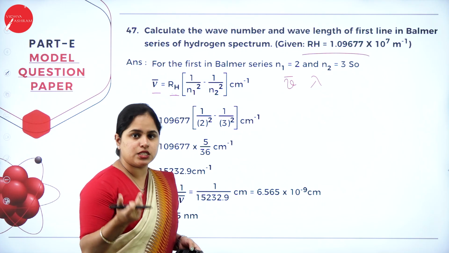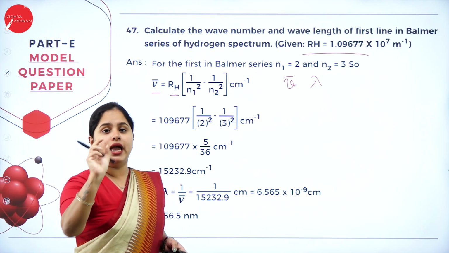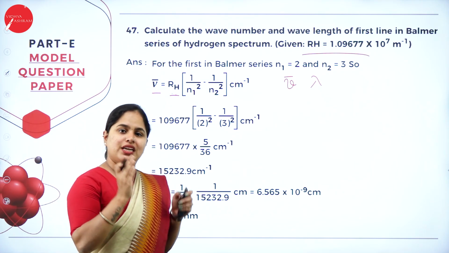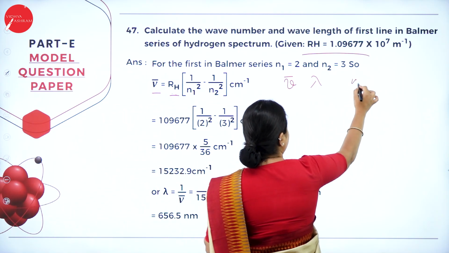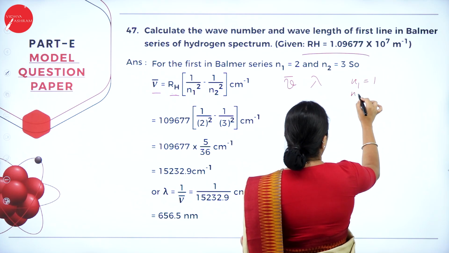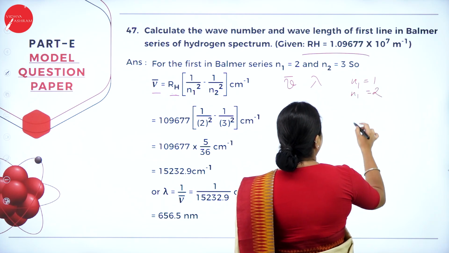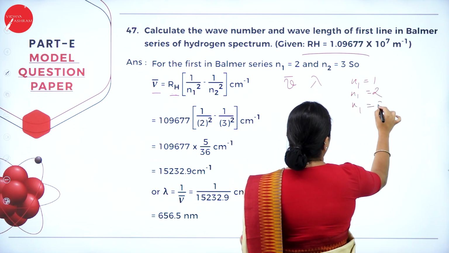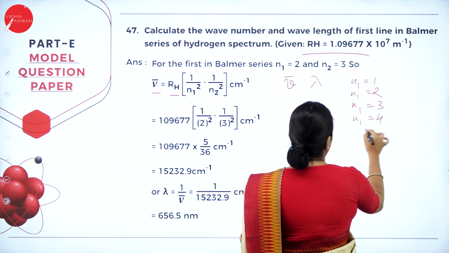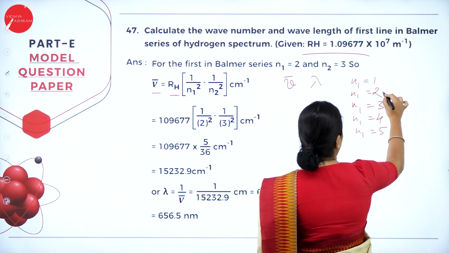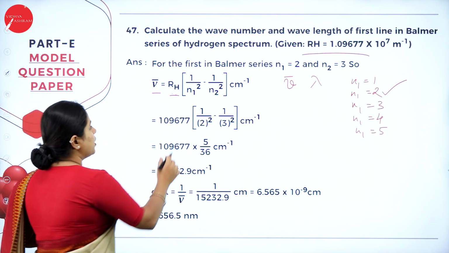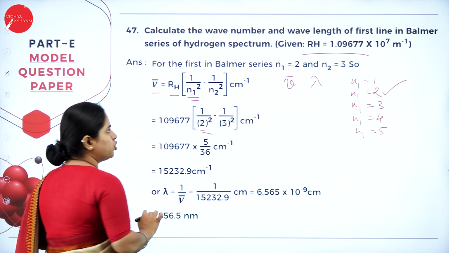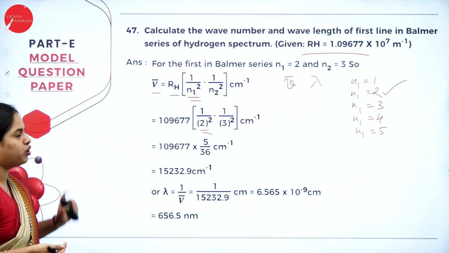Balmer series means you should be knowing what is the N1 value. N1 value for each series is specifically given. For Lyman series, N1 will be what? 1. For Balmer, N1 will be what? 2. For Paschen, it will be 3. Brackett, it will be 4. Pfund, it will be 5. So, this is the order. So, for Balmer series, of course, it is 2. So, in place of N1, we substitute 2. N1 square, instead of that, we put 2 square.